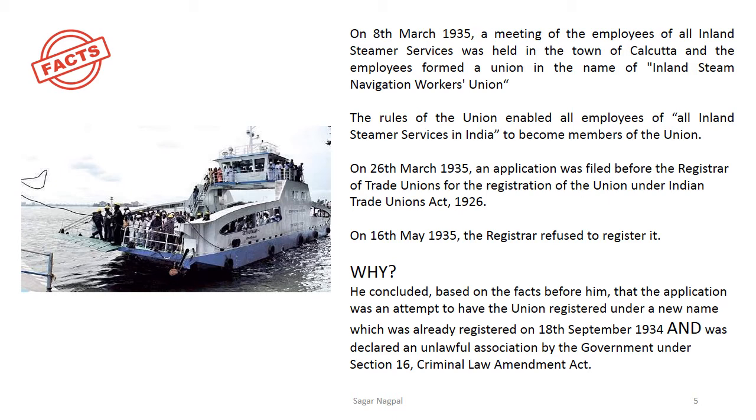So why did he do so? He concluded, based on the facts before him, that the application was an attempt to have the union registered under a union which was already registered on 18th of September 1934 and was declared an unlawful association by the government itself under Section 16 Criminal Law Amendment Act. First, the union was already registered, and second, it was declared an unlawful association by the government, and it was an attempt to register this union under a new name.